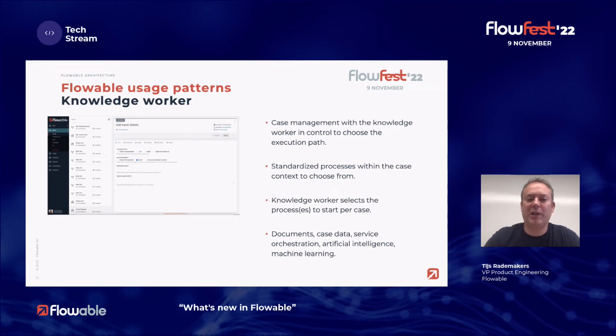You can choose as a knowledge worker that you want to start a specific process. And so that's a quite common way to use Flowable. You work with documents, case data. You call out to certain processes. You add AI, machine learning capabilities. That's the stuff we can do.